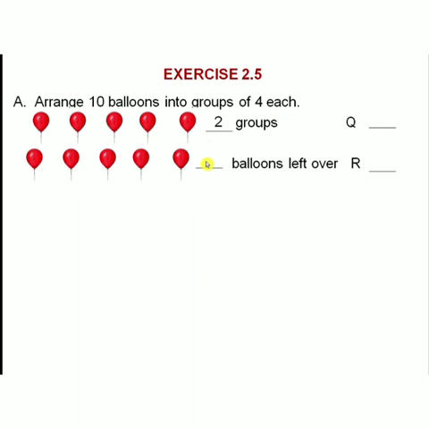Total 10 balloons. Here, how many balloons are left over? 10 minus 8. Each group has 4 balloons. How many groups? 2 groups. 4 2s are 8. 10 minus 8 is 2. So 2 balloons are left over. Here the quotient is 2, 2 groups. So the quotient is 2. 2 balloons are left over, so the remainder is 2. Next, B.